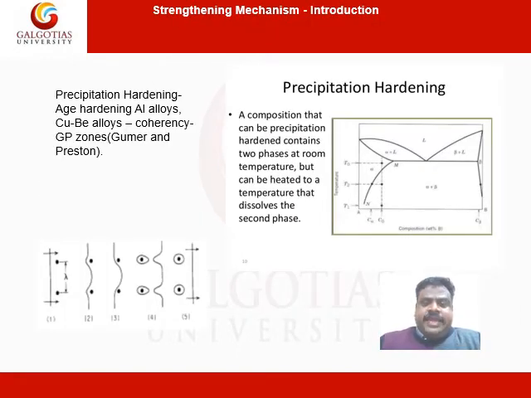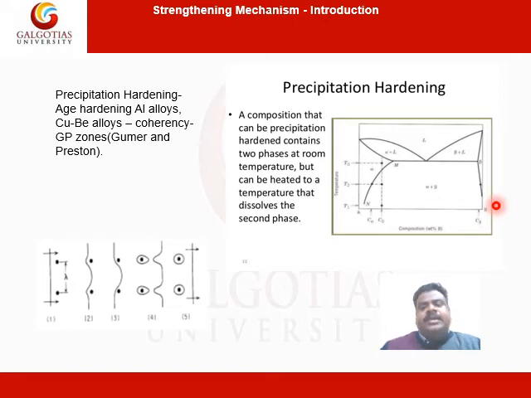So the next mechanism is precipitation hardening. As we see here, this is a phase diagram of element A and B. Let's look into three temperatures: T0, T2 and T1. At these three different temperatures, we find the composition of B in A is different. For example, at here, say it is 18%, here it is 10%, here it is 5%.